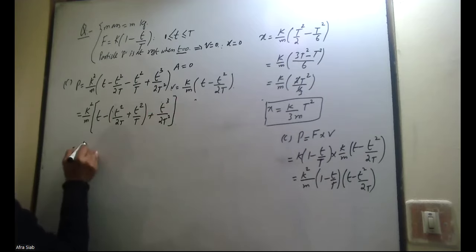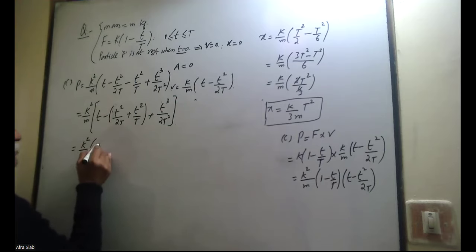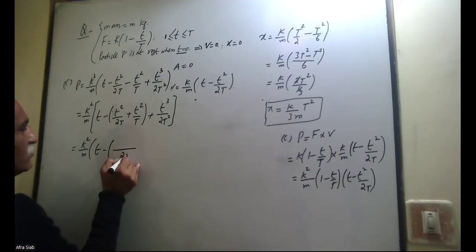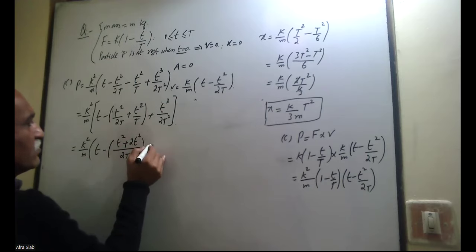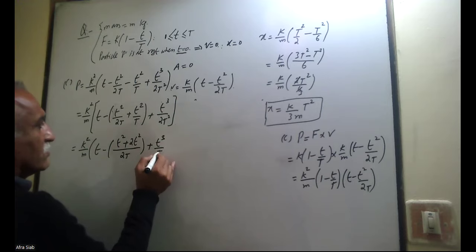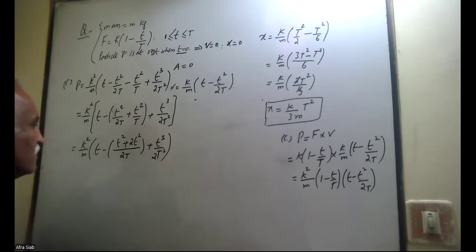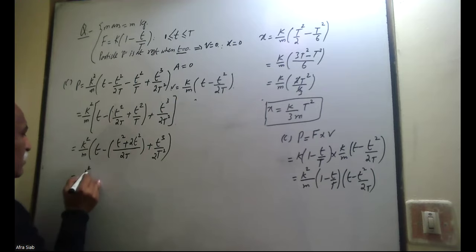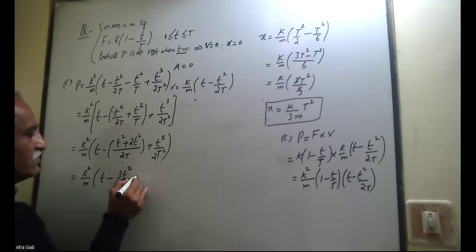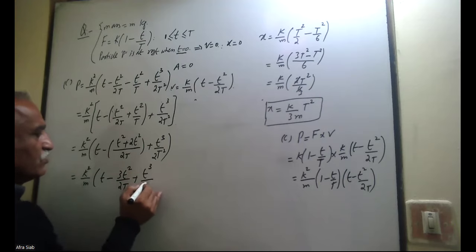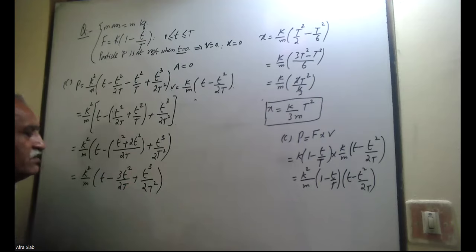So this will be equal to k square over n into t minus 2t is the LCM of these two. It should be equal to t square plus 2t square plus t cube over 2t square. So this will become equal to k square over n into t minus 3t square over 2t plus t cube over 2t square. So this is the value of this power there.